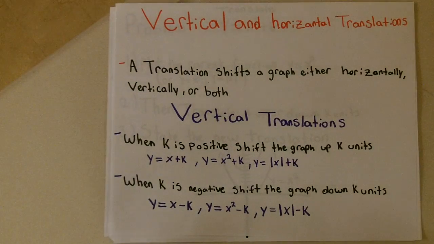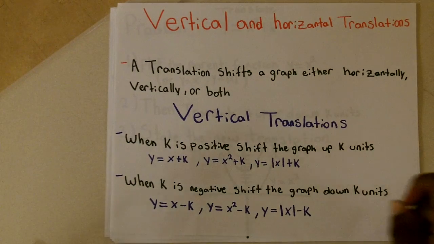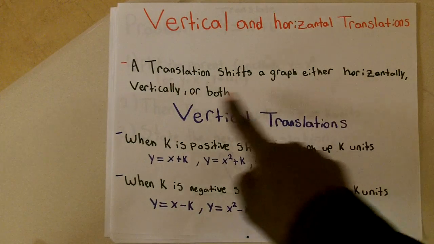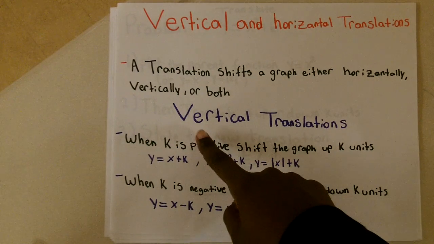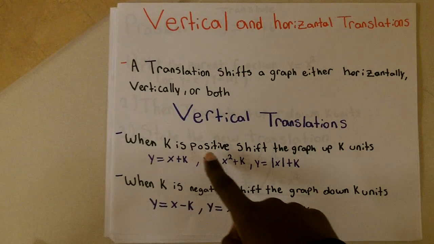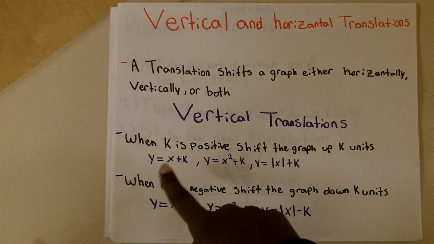Now we're going to talk about vertical and horizontal translations. A translation shifts a graph either horizontally, vertically, or both. First is vertical translations. When k is positive, it shifts the graph up k units. So here are a few examples.